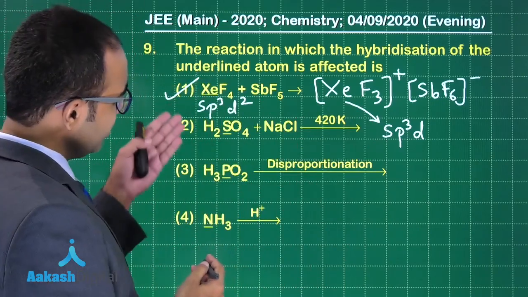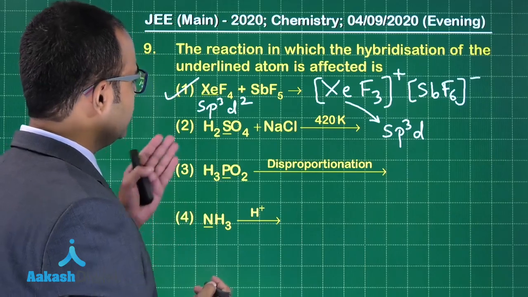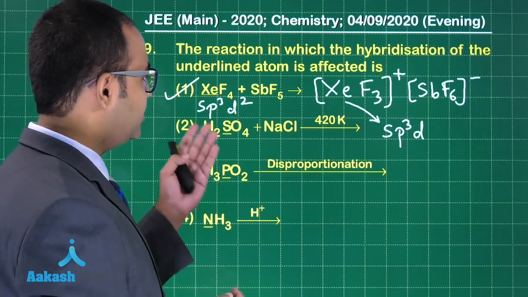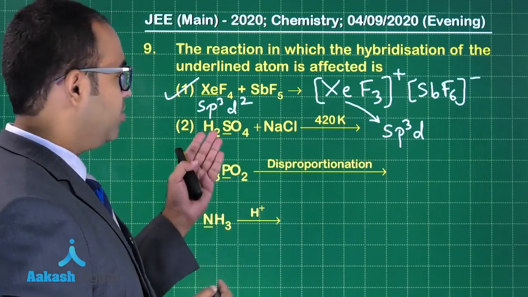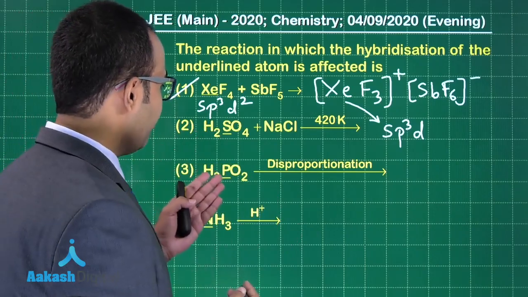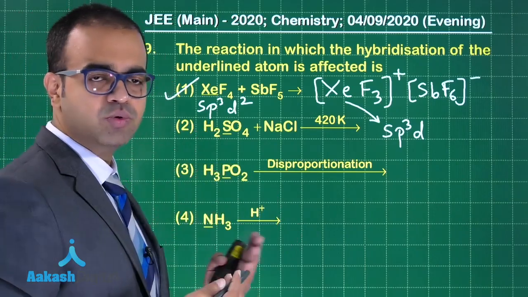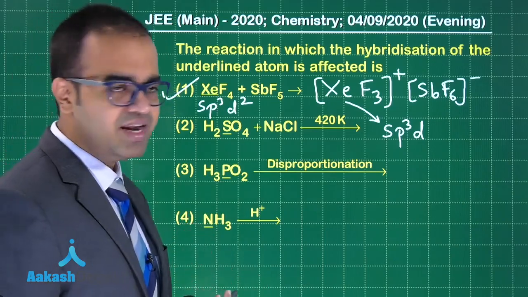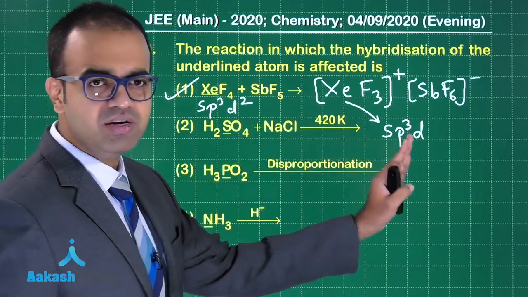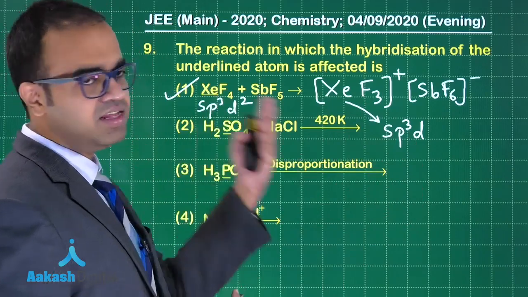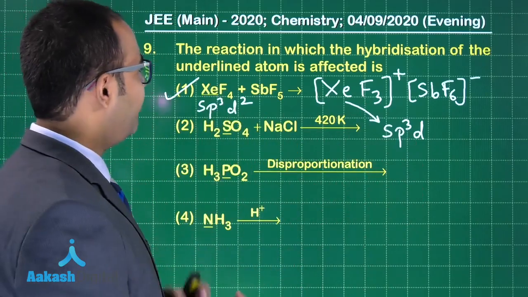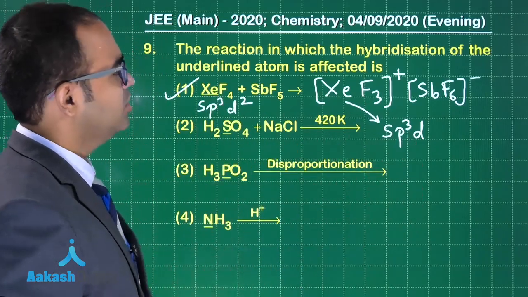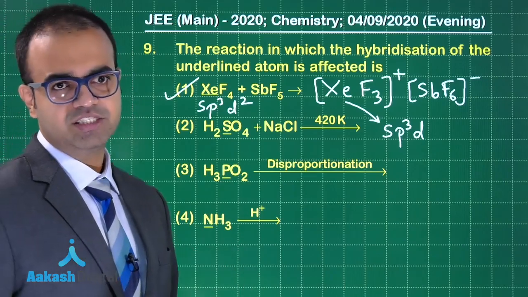Okay. Rest all if you check. So what about sulfur over here? Sulfur will be sp3 hybridized. Phosphorus over here will be sp3 hybridized. Ammonia over here will be sp3 hybridized, and their hybridizations will remain the same after the reaction. Again, a very simple question, guys. So let us move on to the next question.